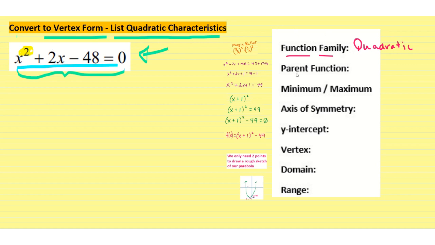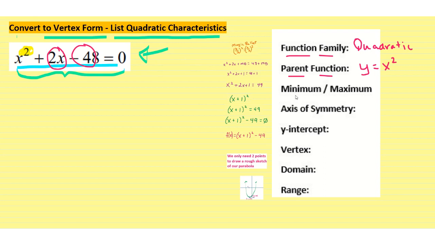Okay, so the parent function, we need to remind ourselves that the parent function for a quadratic is the parabola that is centered at 0, 0 at the origin in the middle of a coordinate grid. So that would be y is equal to x squared. That is the parent function. That's before it starts moving all over the place. When it starts moving to different places, that's where we get the 2x and the negative 48. That means things are moving around and it is no longer centered at the origin.